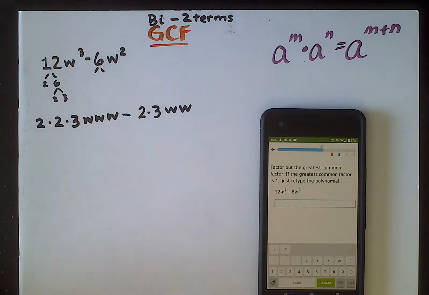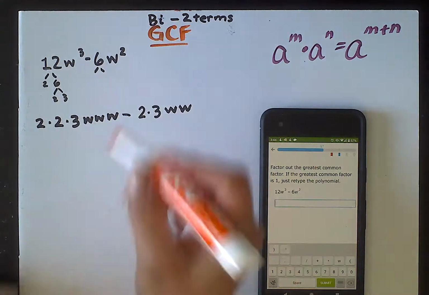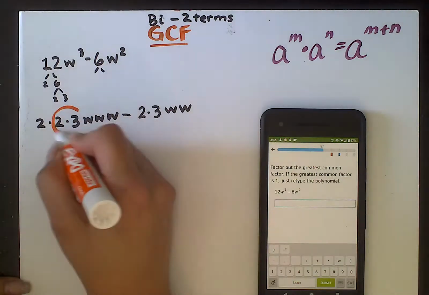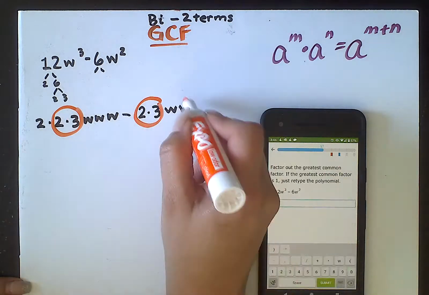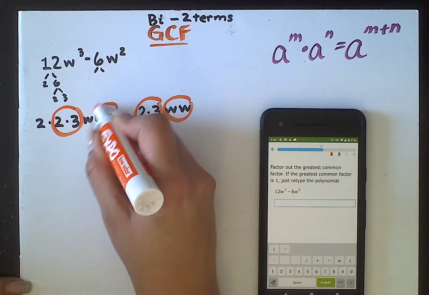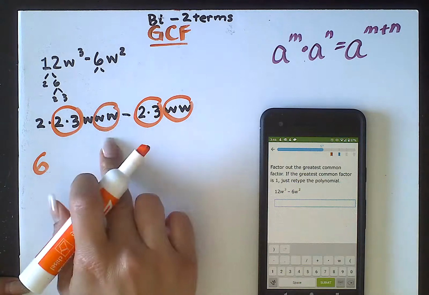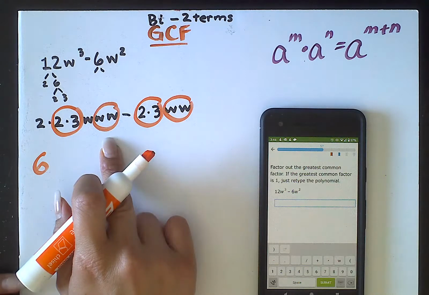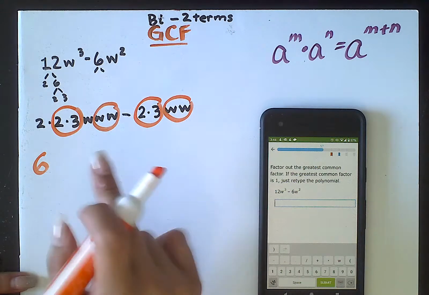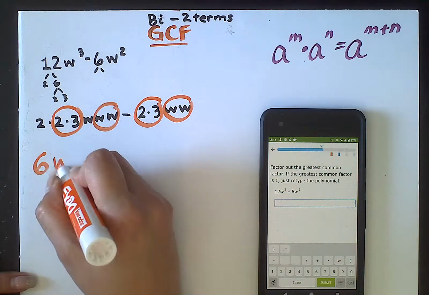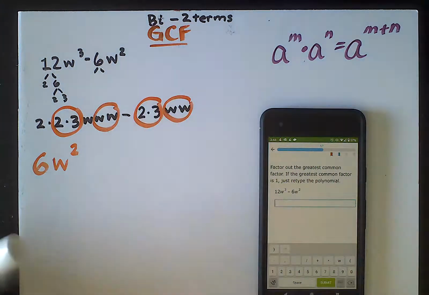Once again, I have a binomial, 2 terms. And this term has 2 times 3 in common. And it also has 2 w's in common in both of them. So 2 times 3 is 6. And then w, okay, yeah, T-Mobile, definitely contact them then, Deanna, if you need to. And then w times w is w squared. So I identified my GCF.